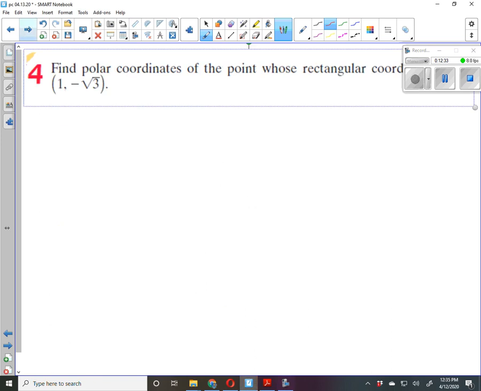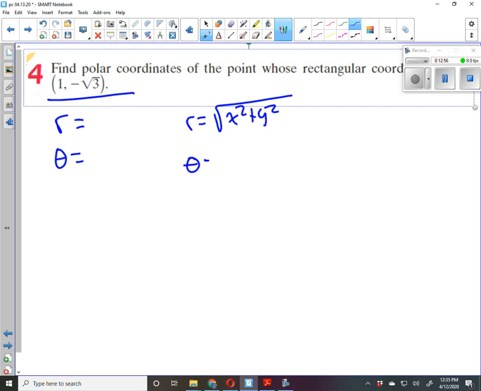All right, and find the polar coordinates of these whose rectangular coordinates are given. We've given the rectangular coordinates. We need to find r and we need to find theta. So again, going back to those tools, you know that r is equal to the square root of x squared plus y squared. Theta is equal to the inverse tangent of y over x. Stop the video and give that a shot.